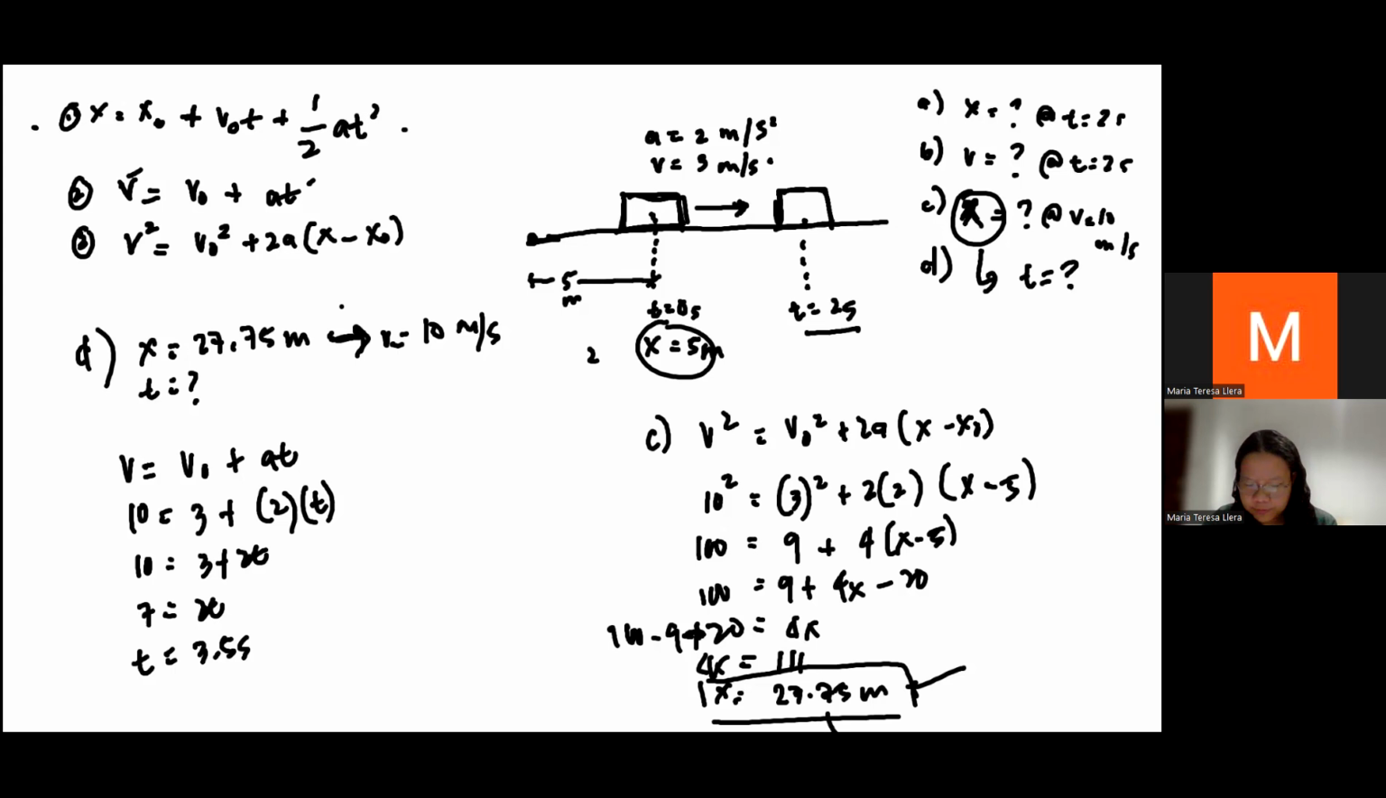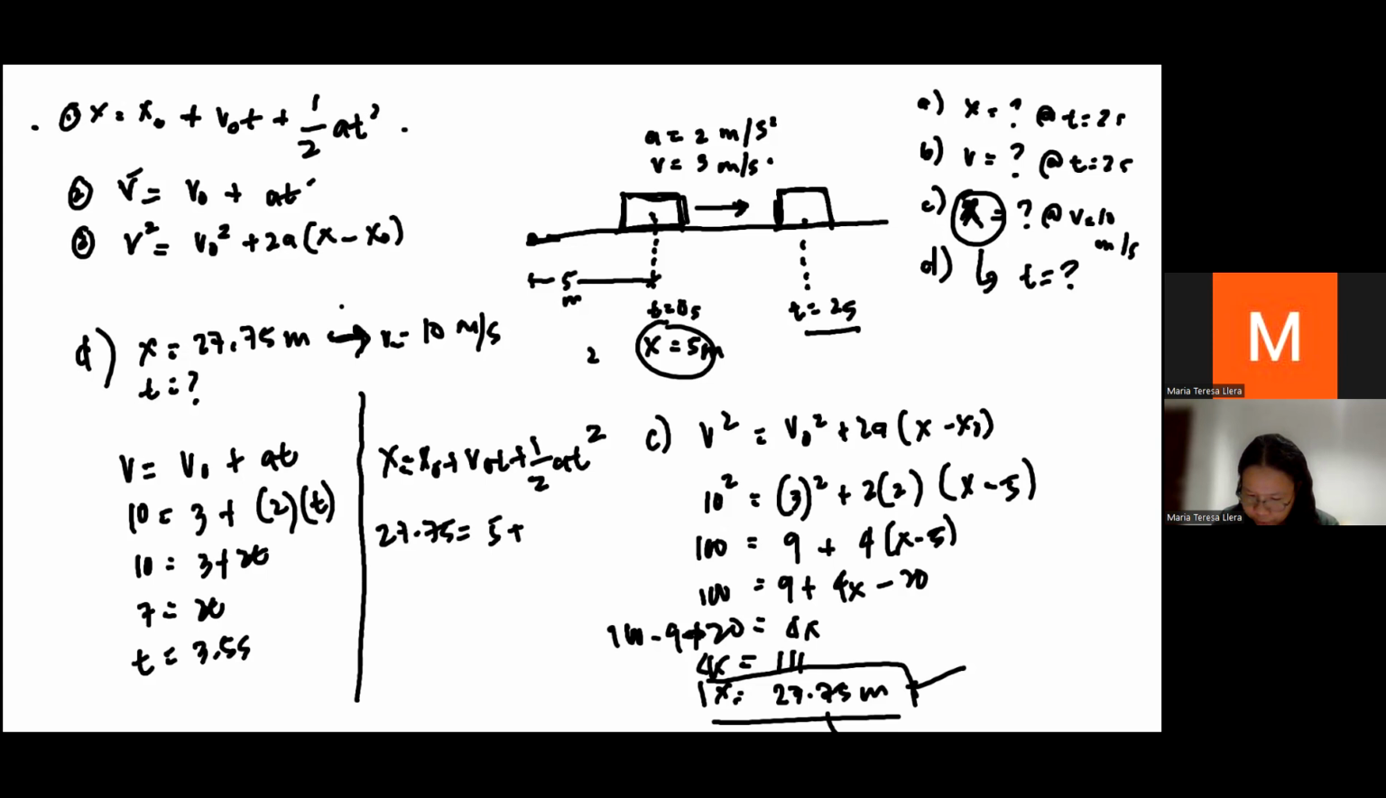Yeah. And just to check, you can also solve using the first equation. You can always do that if you have the time. So you know x is 27.75, right? And x naught is, again, 5 meters, plus v naught, which is 3, times time. That's what we're looking for. Plus 1/2. Wait, let me just erase this part.